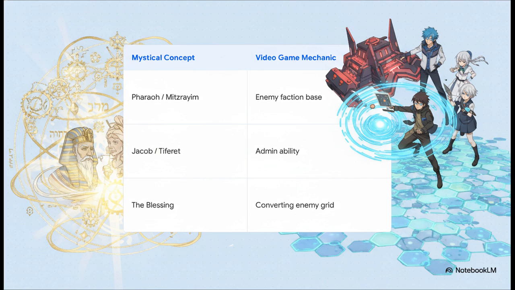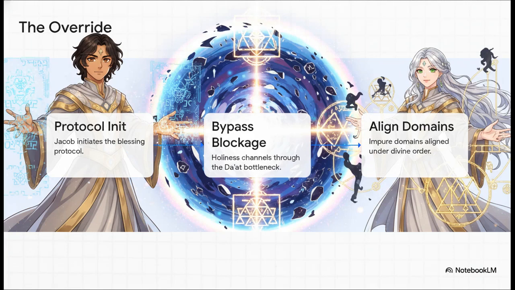Or, if you prefer a video game version, imagine Pharaoh is an incredibly powerful enemy faction base. Jacob is the player unlocking a special admin ability. And the blessing? That's the mechanic of converting the enemy system's grid into allied support, totally bypassing the need for direct destruction.